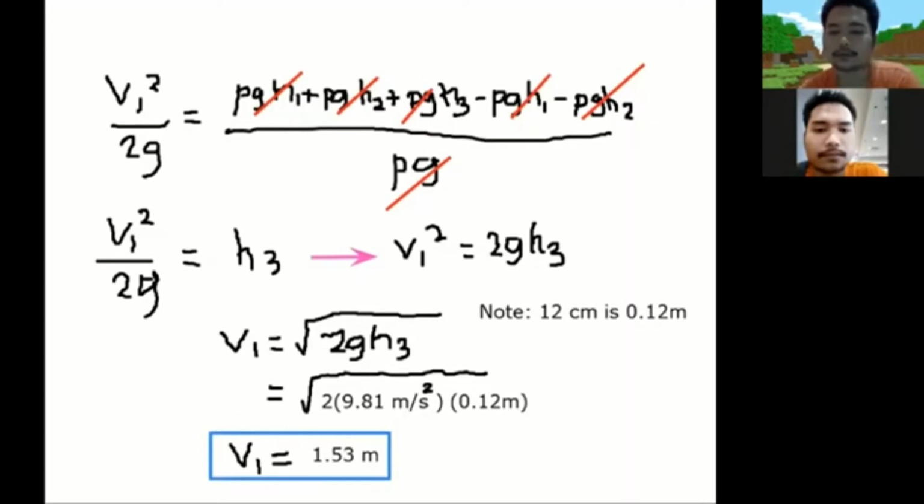So this is an example of the Bernoulli equation. So I hope everyone understands this kind of method.